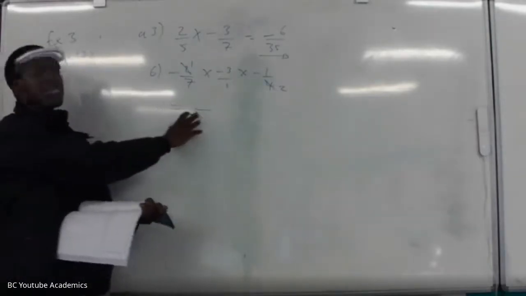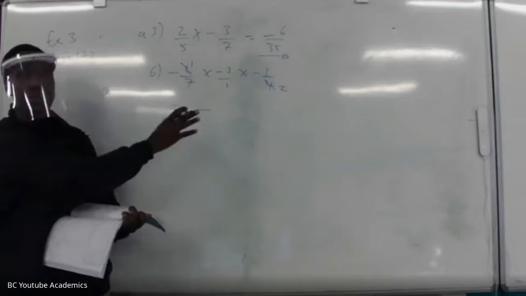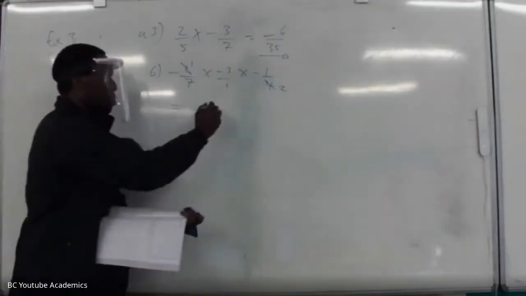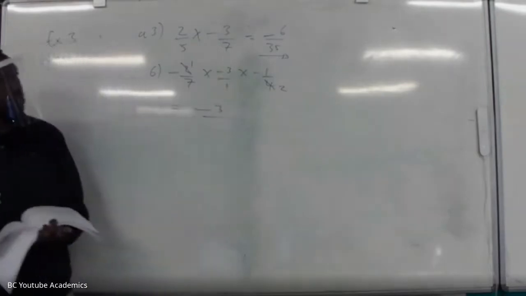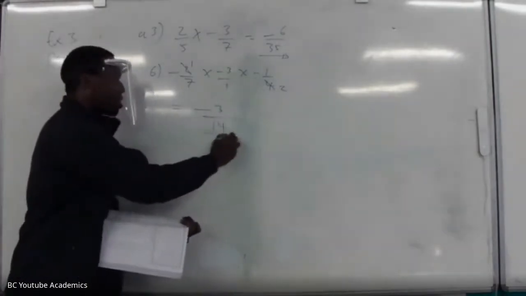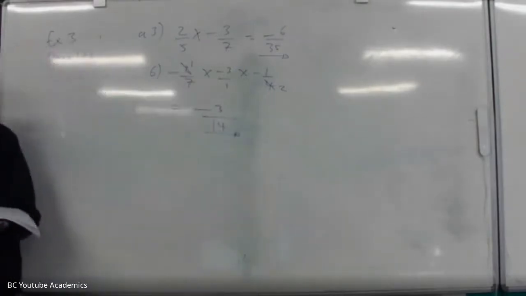And now we can multiply the numbers. Remember, we already jumped to the sign. Now we're just focusing on the numbers. 1 times 3 times 1, 3. Right. And then at the bottom, 7 times 1 times 2 is 14. There you are. Okay, is that straightforward? Yes.